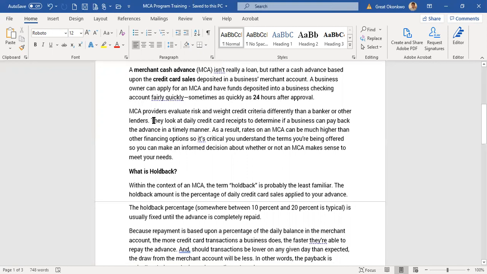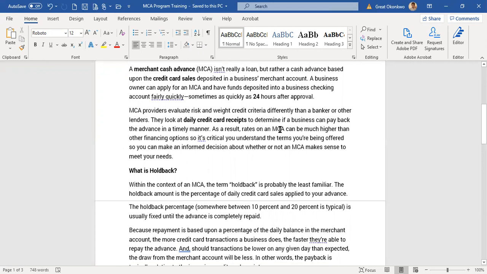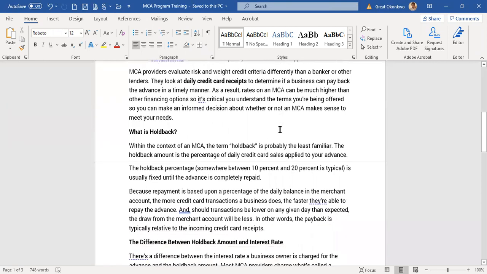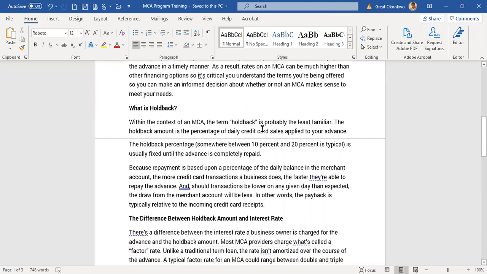So anyway, the MCA lenders look at daily credit card receipts to prove that the client brings in as much money as they say they bring in. Okay. So they have to determine whether or not the client is credible. That's what we do. So your job is just to bring them in and we will evaluate them. But before you bring them in, filter them, the ones that are not qualified, so that you get quality people coming in.